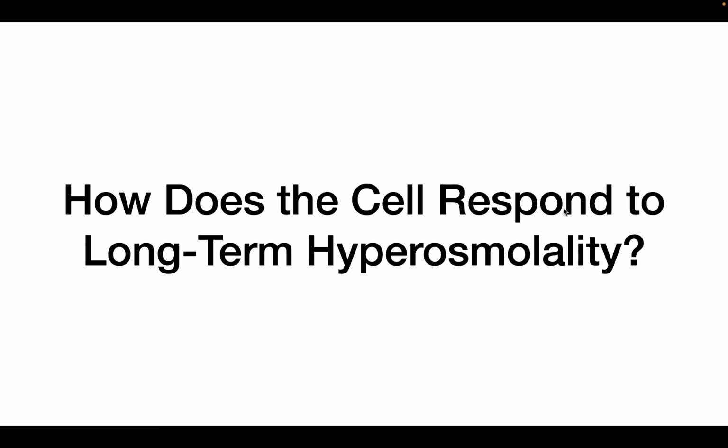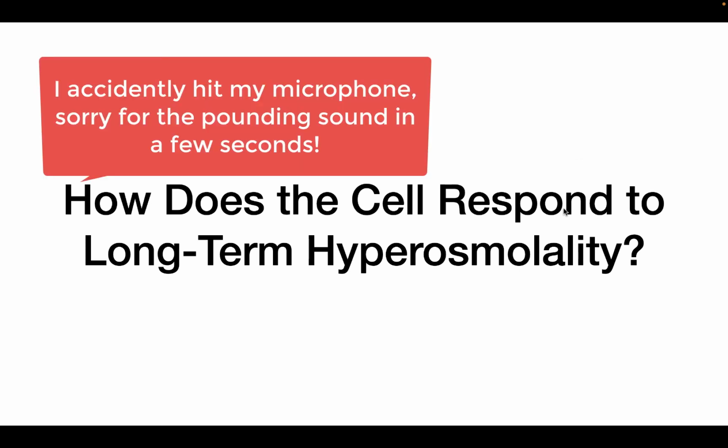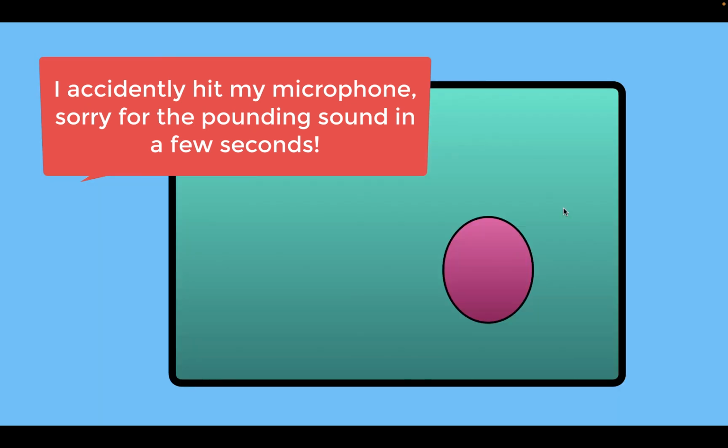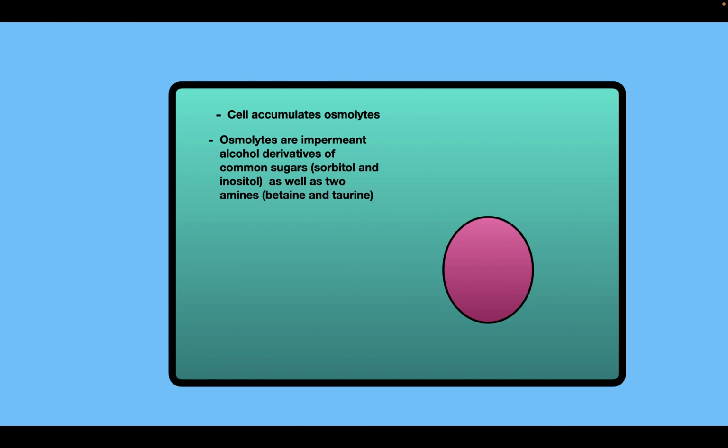So the last thing I want to tackle today is how does the cell respond to long-term hyperosmolality? So in general, when a cell is exposed to long-term hyperosmolality, the cell is going to accumulate something called osmolytes. So osmolytes are impermeant alcohol derivatives of common sugars as well as two different amines. So of the sugars, sorbitol and inositol, and then we also have the two amines listed here.